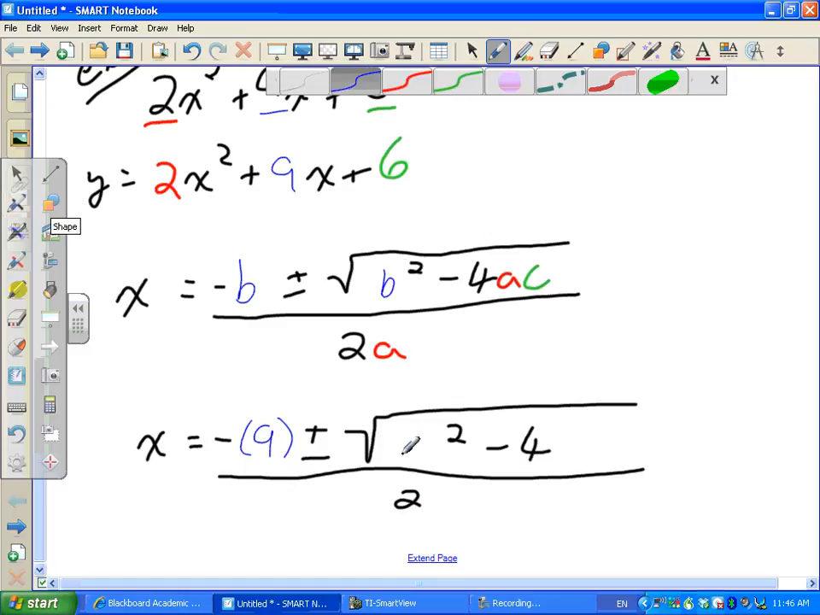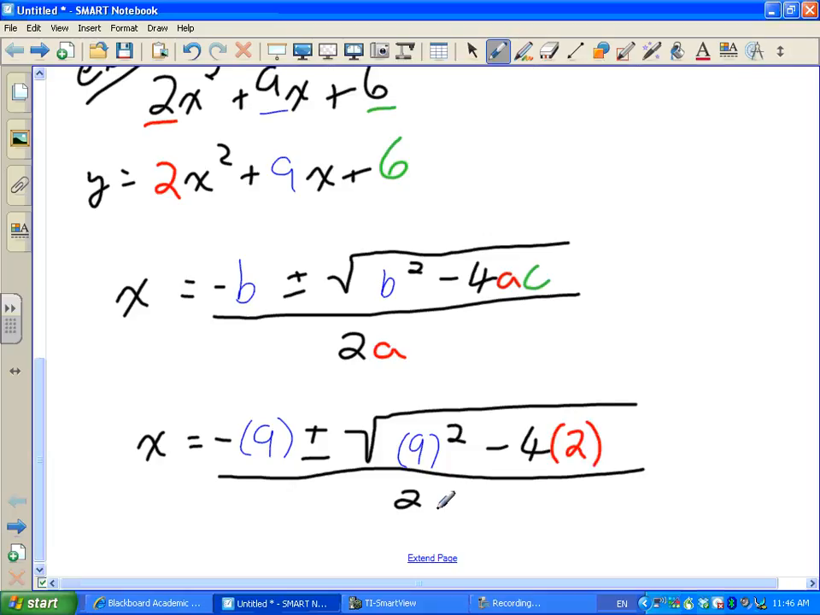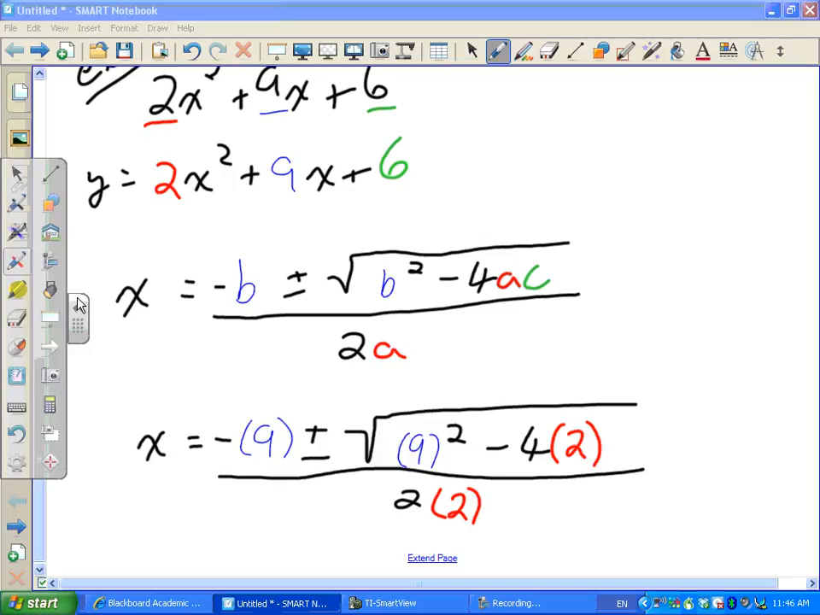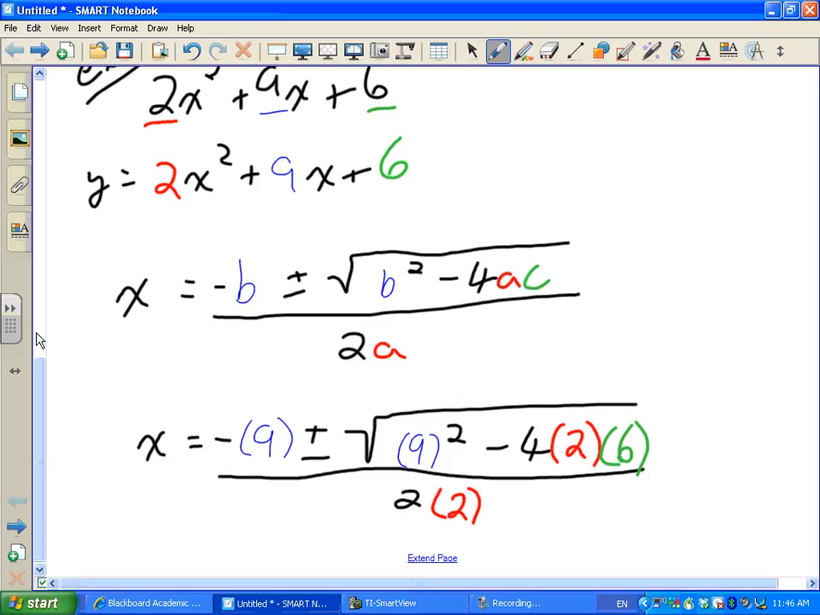And once again, my other b, that's also 9. So I replace both b's with 9. My a has a value of 2. Plug 2 in there, 2 down there. And finally, 6 is c. So I plug 6 in for my c.